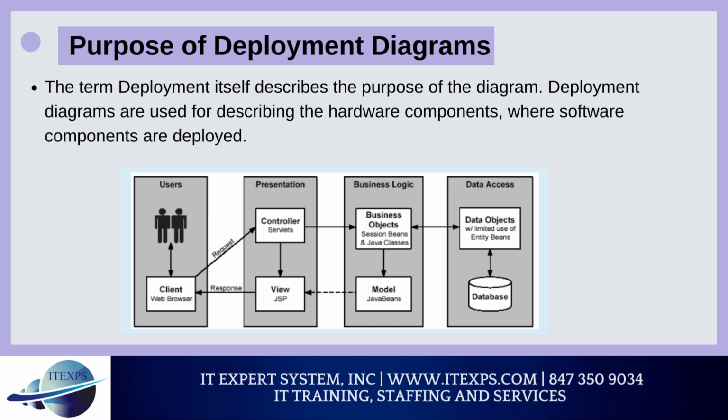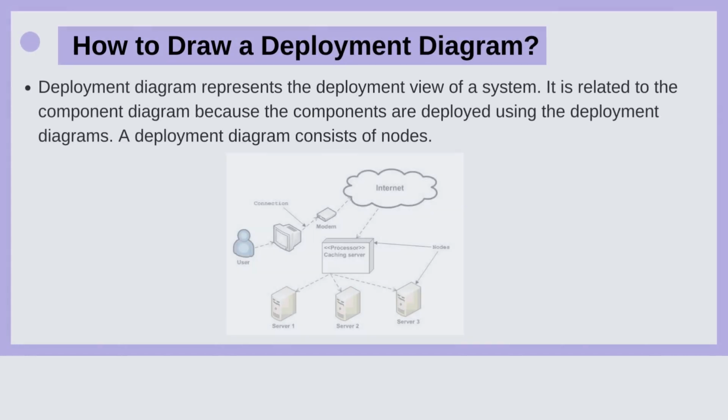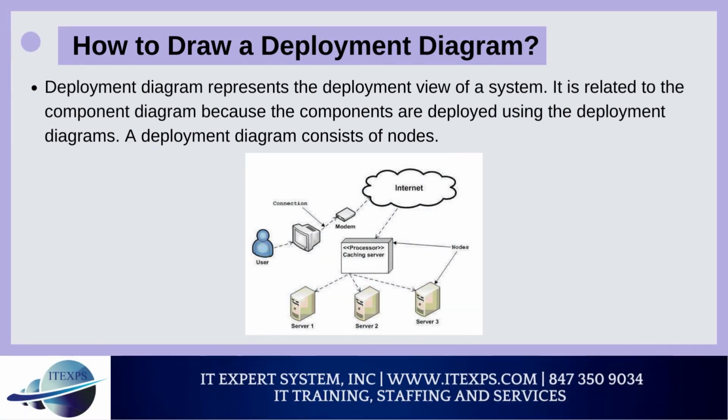The purpose of deployment diagrams can be described as: visualize the hardware topology of a system. Describe the hardware components used to deploy software components. Describe the runtime processing nodes. How to draw a deployment diagram. Deployment diagram represents the deployment view of a system. It is related to the component diagram because the components are deployed using the deployment diagrams.